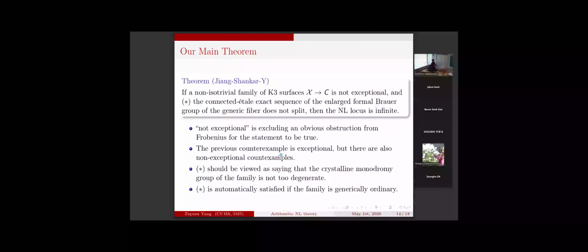And moreover, this condition is automatically satisfied if your family is generically ordinary. Basically, it's because in the ordinary case, it just follows from the fact that a formal torus is completely rigid. It does not deform at all. So in particular, this theorem will subsume the previous theorem of the generic ordinary case.